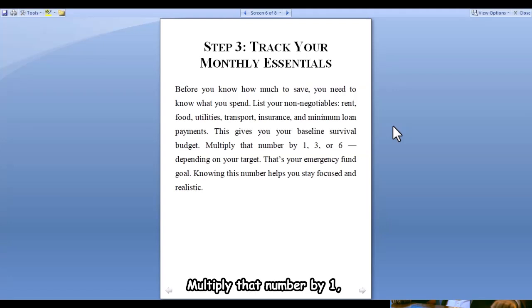Multiply that number by 1, 3, or 6 depending on your target. That's your emergency fund goal. Knowing this number helps you stay focused and realistic. So now let's go to the next one.